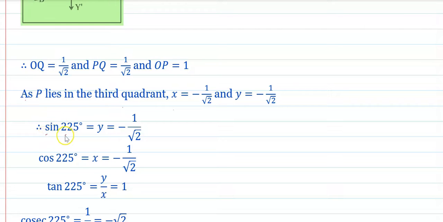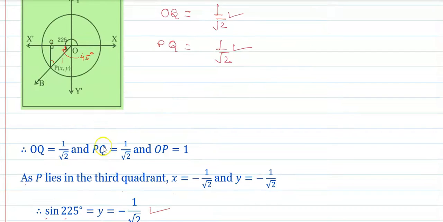Therefore sin of 225 is equal to y, that is equal to minus 1 by root 2. Cos of 225 is equal to x, that is equal to minus 1 upon root 2. What about the tan? Tan is y upon x, that is negative upon negative, that will become positive. Tan of 225 is 1. As it is in the third quadrant, tan is positive. Sin and cos in the third quadrant are negative.